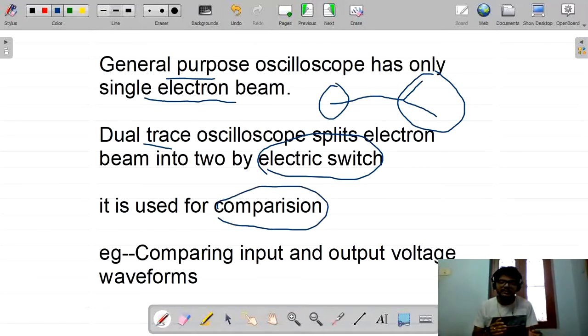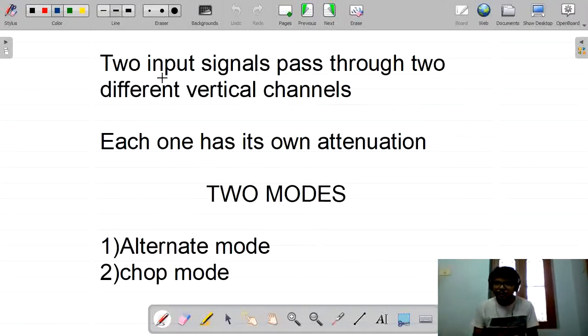Suppose in our laboratory, as we have all observed, for comparing two signals we connect two probes to the two channels, and the input signal appears at the top of the CRO and the output signal we can observe at the bottom of the CRO. So we can use it for comparing input and output voltage waveforms. Now two input signals pass through two different vertical channels and each channel has its own attenuation. These two points we will now understand by using the block diagram.